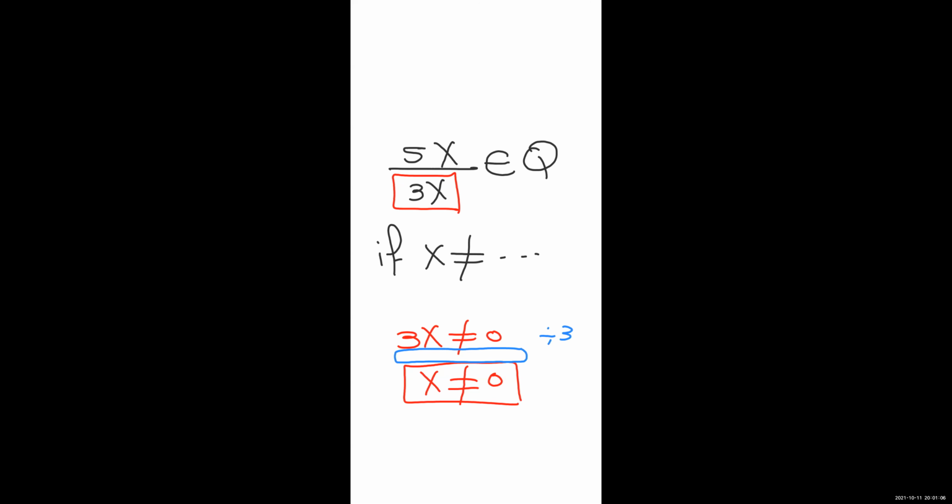3x divided by 3 means x, and 0 divided by 3 means 0. That's why I wrote x not equal 0. I'm just clarifying this point. So here, at this point, I just divided the two sides by 3. Teacher, I didn't understand this question.